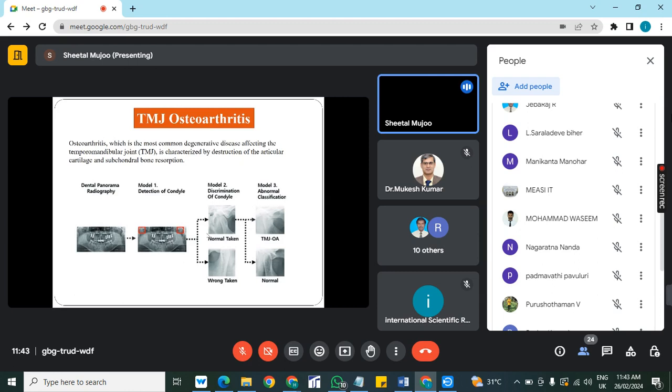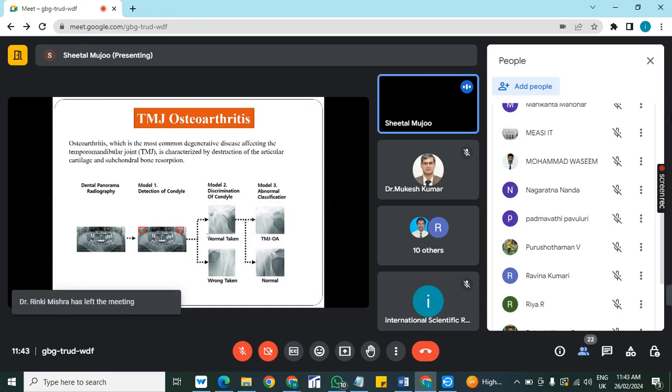After it says yes, it is normally taken, the technique was perfect, then it will let you know whether there was any abnormal lesion, any degenerative changes seen in the condyle or not. So it will detect abnormal and normal, then it will give you a classification of which type of degenerative disease the patient is having. And in the same way, this AI works for all the diseases.